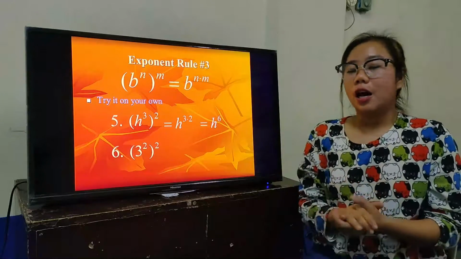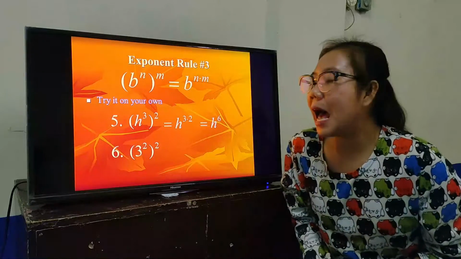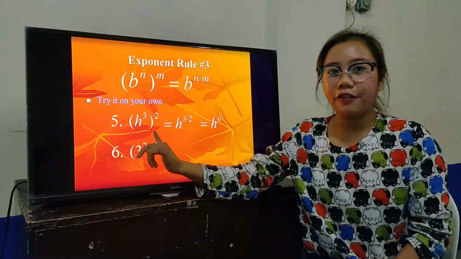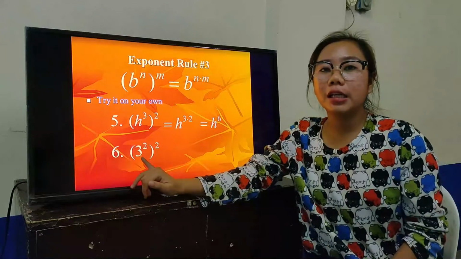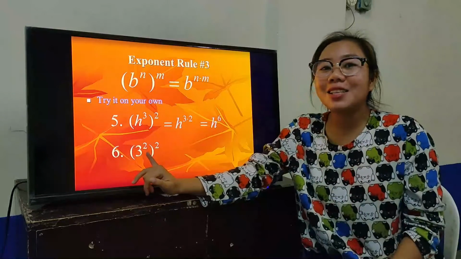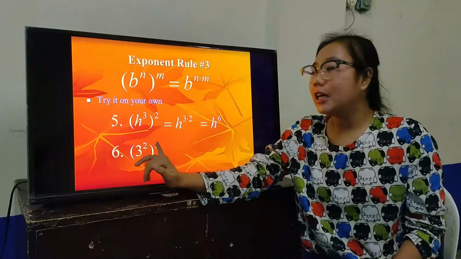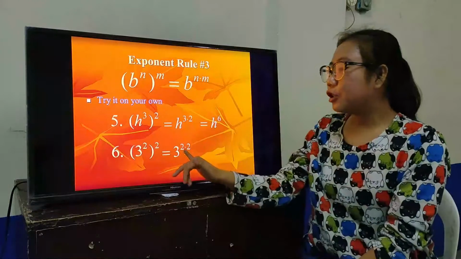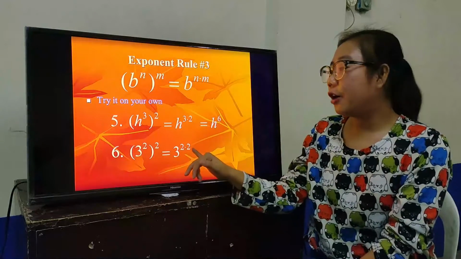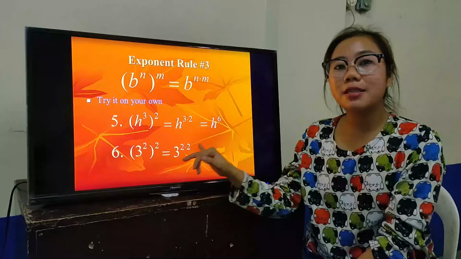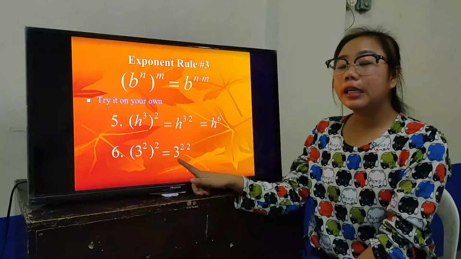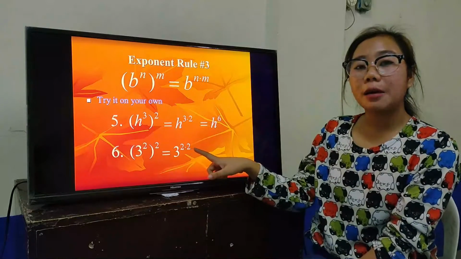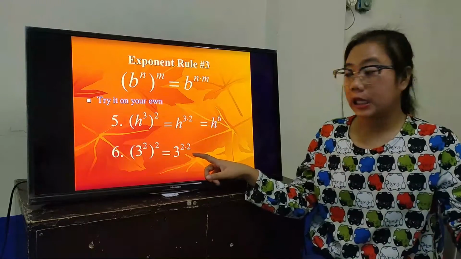Okay, very good. So number 6, we have the quantity of 3 squared, to the power of 2. Again, the quantity of 3 squared, to the power of 2. How are we going to write this? So 3 raised to the power of 2 times 2. So 2 times 2 equals 4.